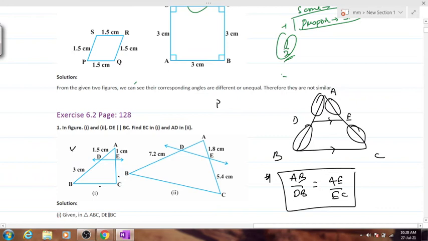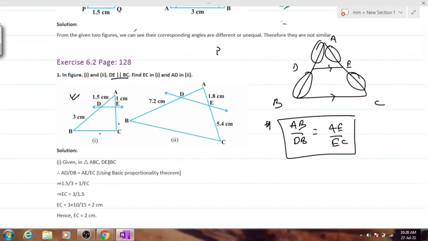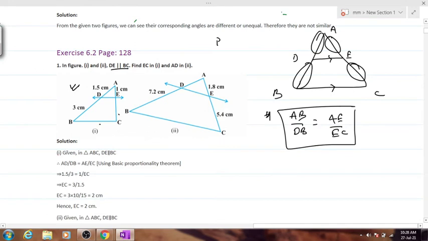Can we do this numerical? Exercise 6.2, Part 1. Very simple. They have already told that DE is parallel to BC. So I'll just show you the first numerical, how it needs to be proven. You'll have to write the given part, then you'll have to write "therefore" as we have written out here, using the basic proportionality theorem. Now you'll have to substitute the values and then get the answer. Exactly this thing has to be mentioned. Please copy it down exactly, and I would expect you to do the second part of the first one.